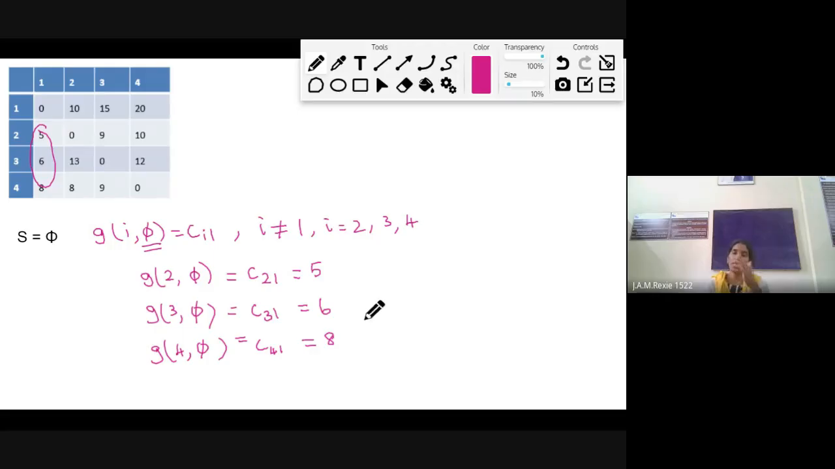So the smaller problem size is completed, that is, reaching the source directly from the other vertices without any intermediate. So it is the direct edge cost.